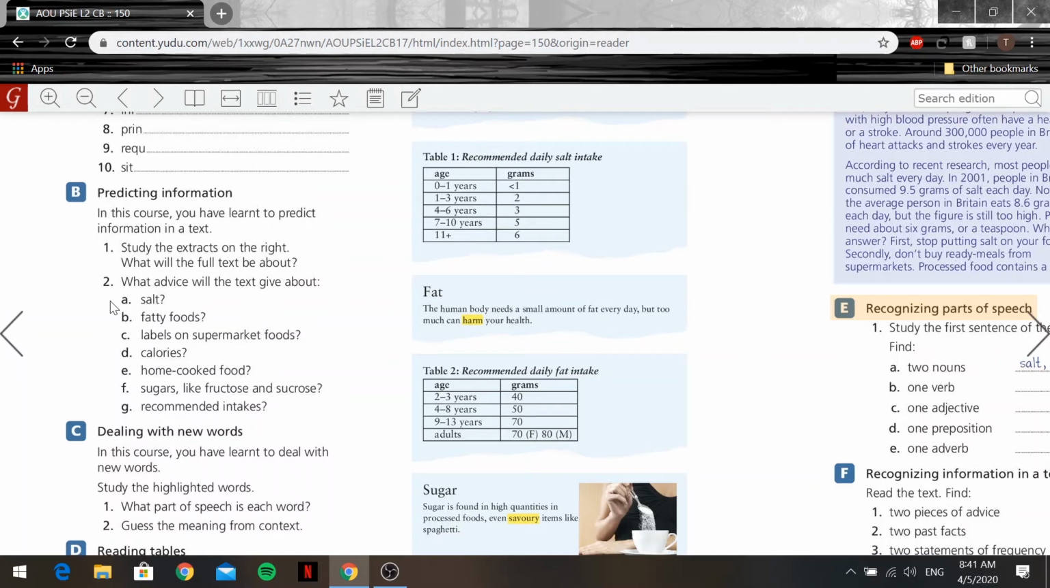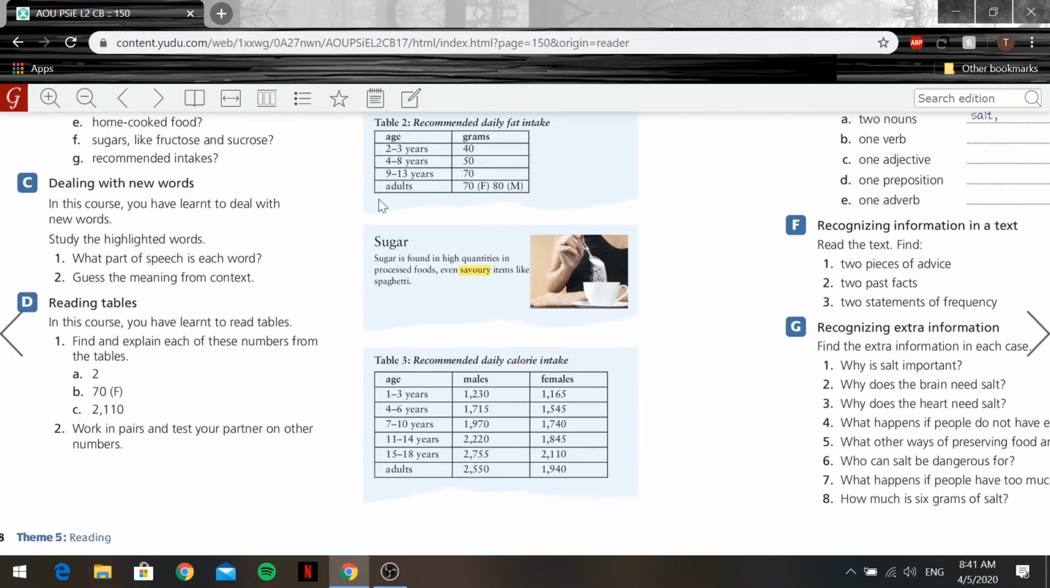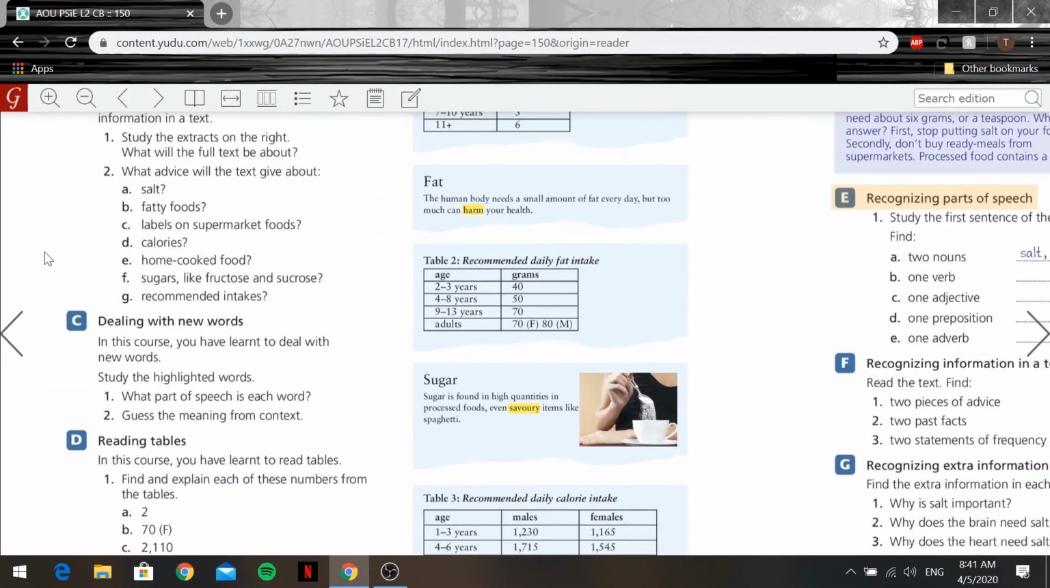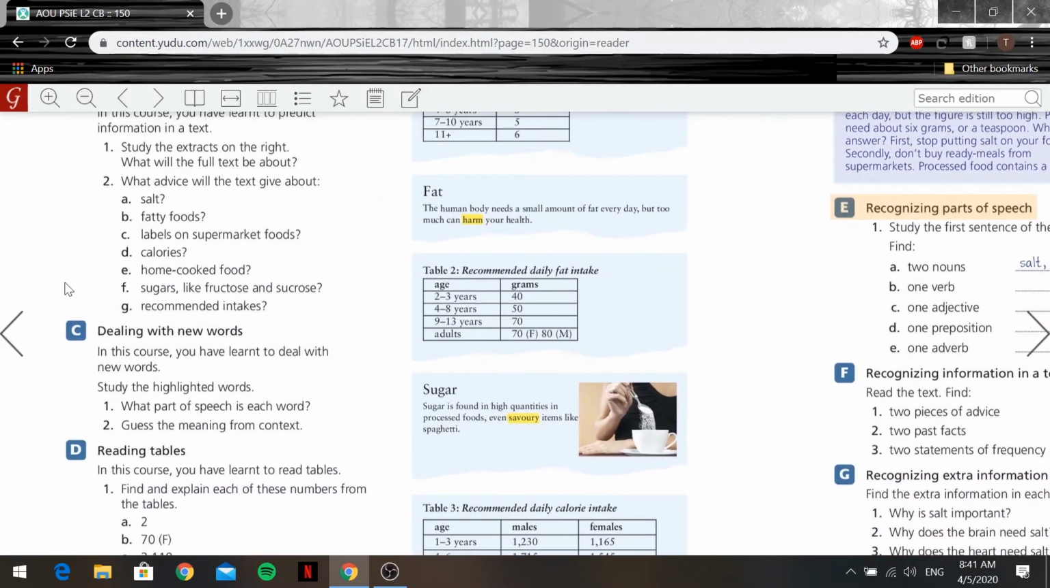D, calories. Okay, for calories, what advice will the text give? All right, so based on the table as well down here, it seems that it tells us to reduce our calories after the age of 18. Well, you're going to have to check how many calories you eat each day if you are overweight, but it is important to not obsess over calories. All right.